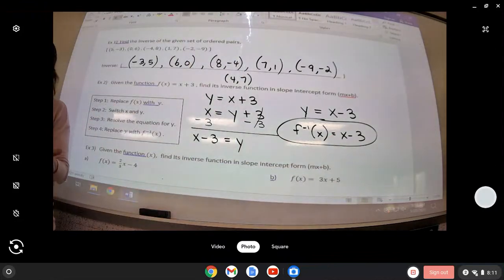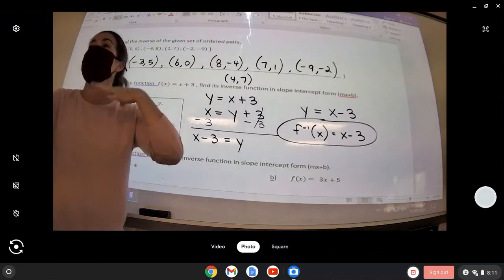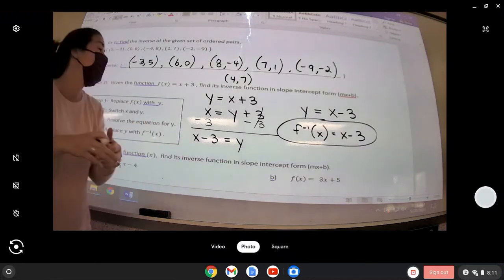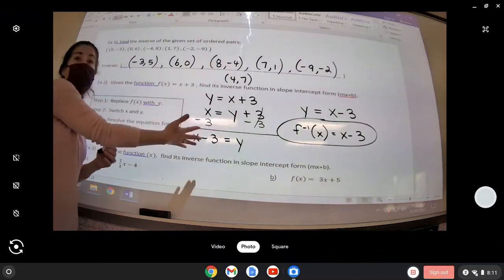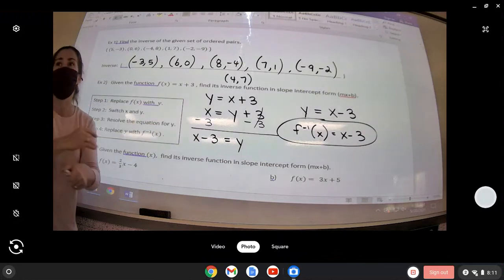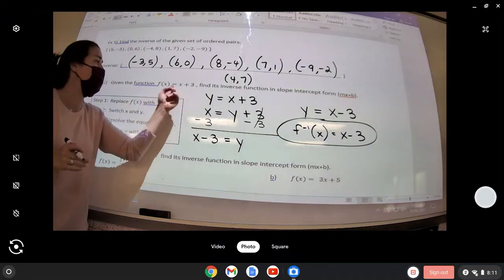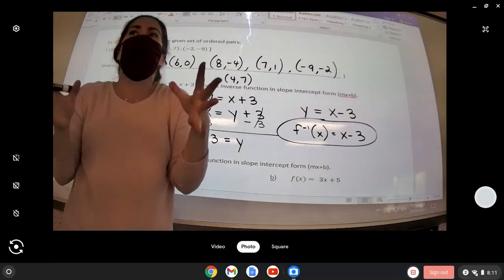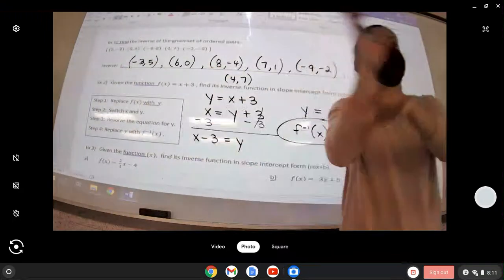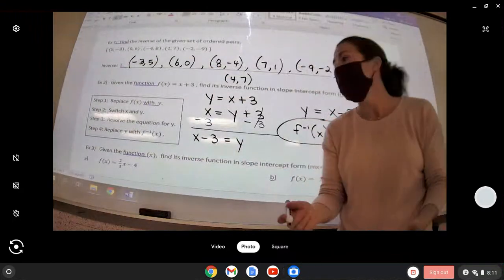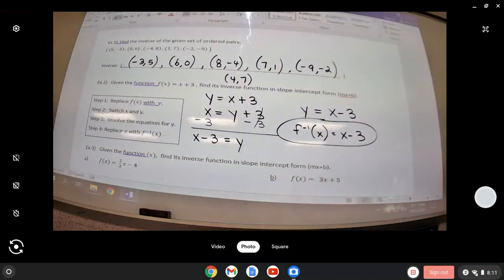Does that feel okay? All right, so really, to find the inverse function itself, it's just switching x and y and then resolving it for y. So as long as the original function isn't too complicated, it shouldn't be that hard to switch x and y and then resolve it. All right, let's try another one. Let's get some more practice.